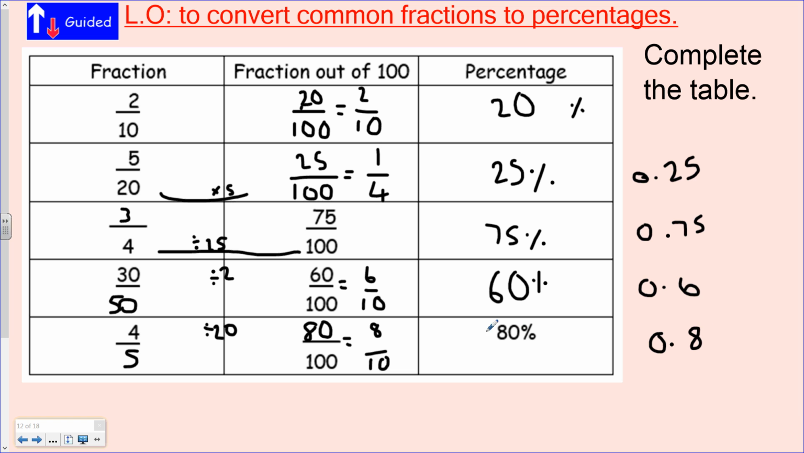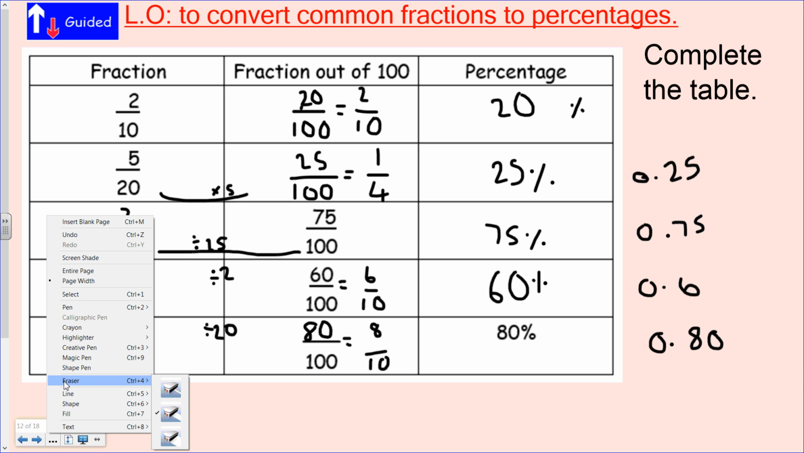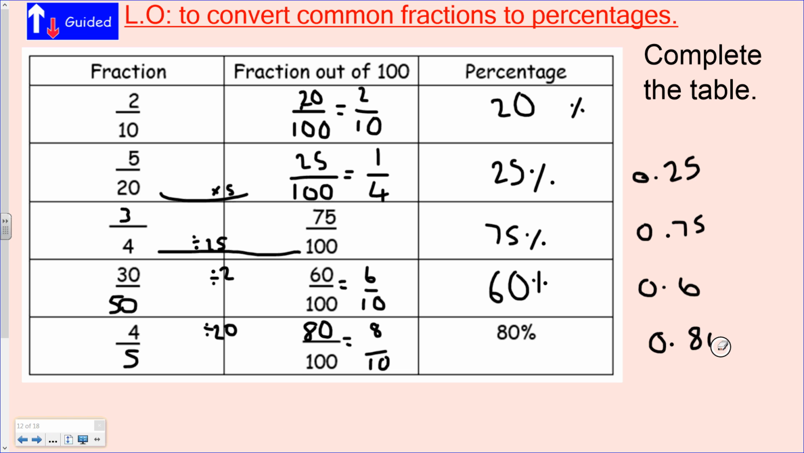Okay, if you look at it, 80%, to be two decimal places, it would be like this. But we know that 0 on the end has no value, so it is not necessary. Has no value, so we get rid of it. We don't need it. It's 0.8.